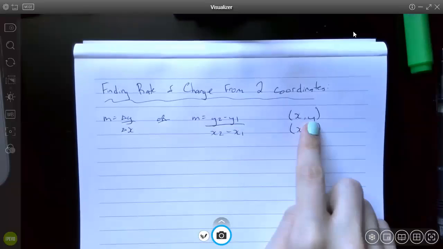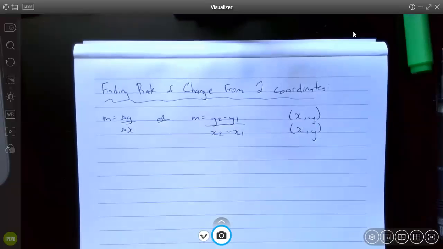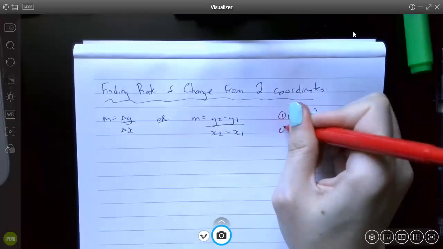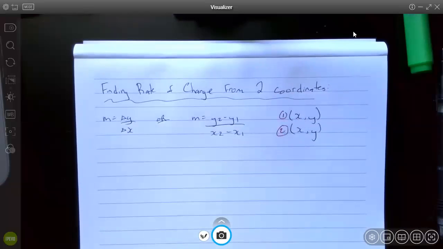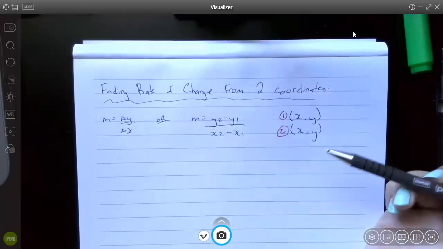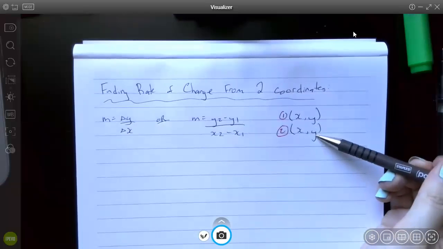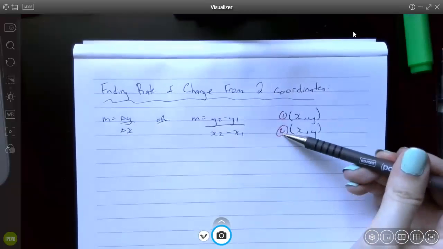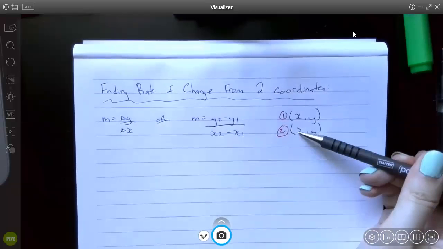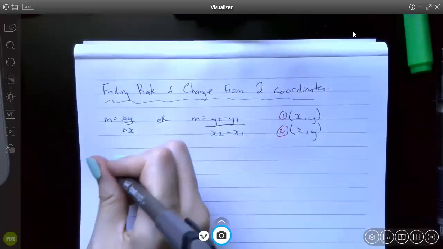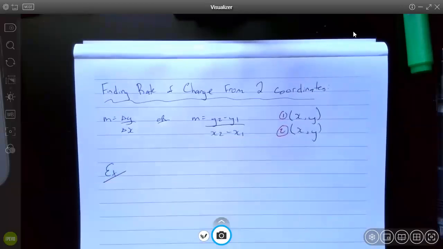So we'll start with our first 2 xy coordinates. We'll call one coordinate number 1, the other coordinate number 2. And then we just start plugging in our values into this. So this y would be y2, which is from the second coordinate, and this would be y1, x2, and x1. So let's look at what an example of this would look like.